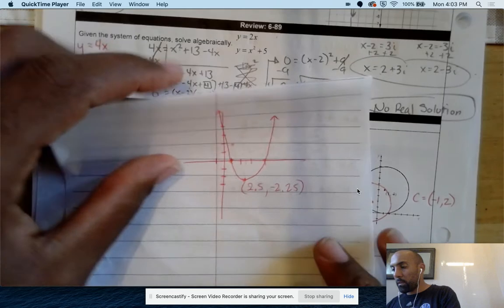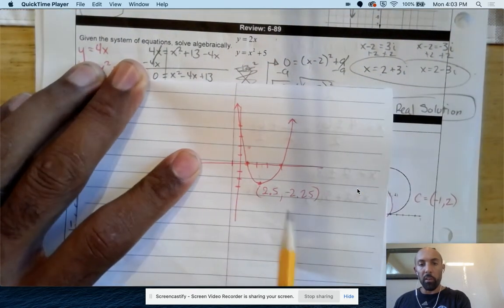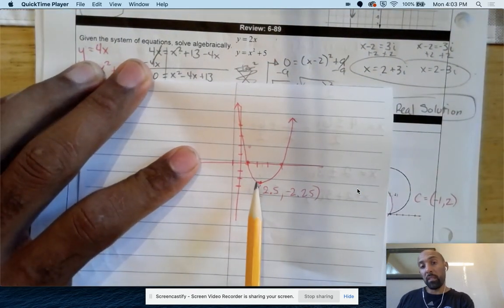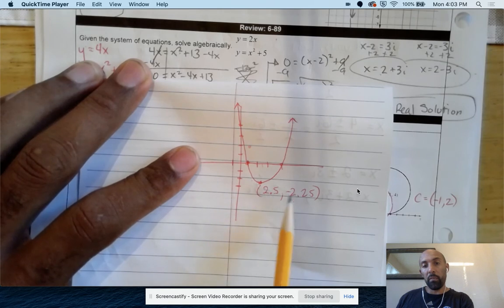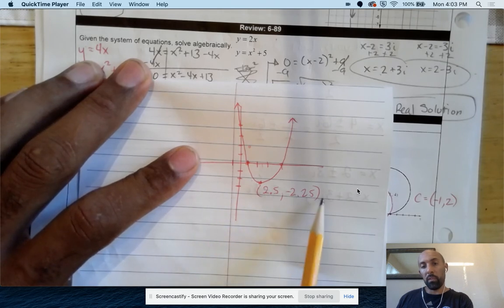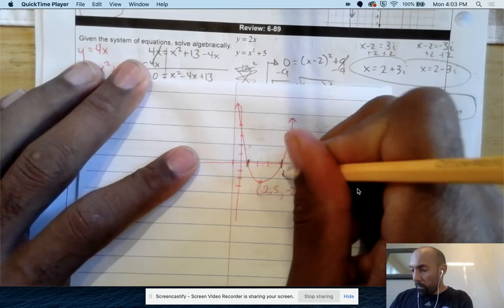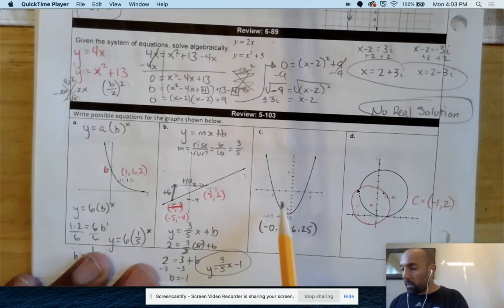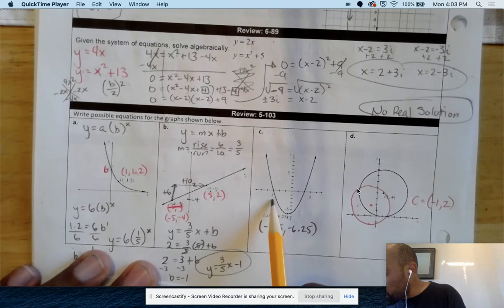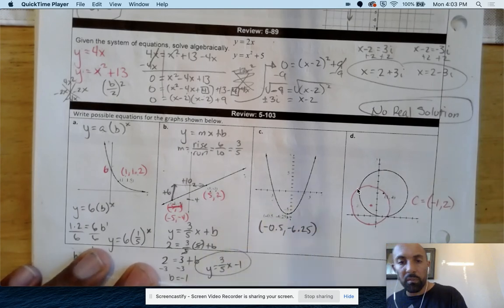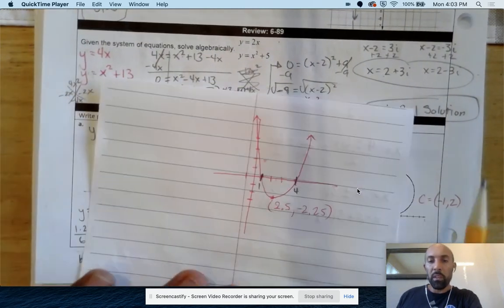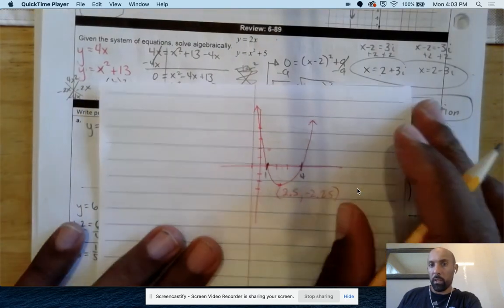But what I'm going to do is take another piece of paper, and I've created a new one. So my vertex is at 2.5 and -2.25. It crosses the x-axis at 1 and 4. If you guys look here, yours crosses at 3, -3 and +2. Okay, so we're going to use all that information to figure out our equation.